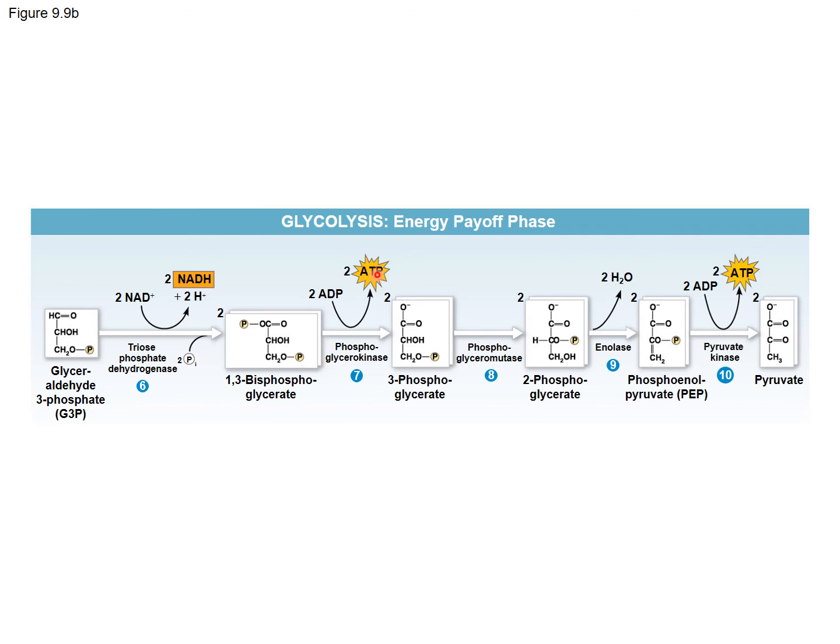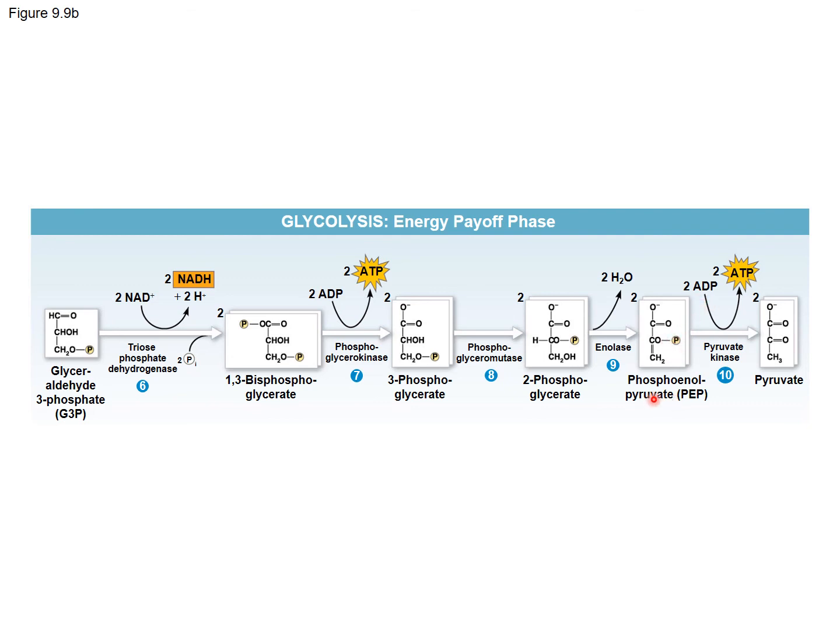So here, again, this is the energy payoff phase. We're making 2 ATP. So we've used 2 ATP. Now we've made 2 ATP. We've broken even now. Okay, so now we're even Steven. Now we wait for the next few steps, and then the final step, we make 2 more ATPs.